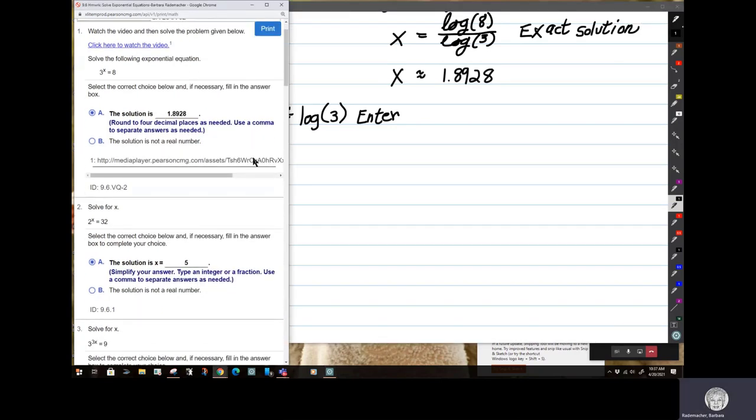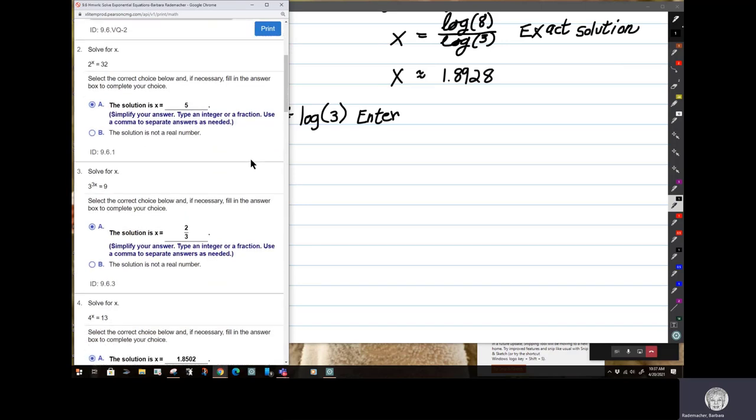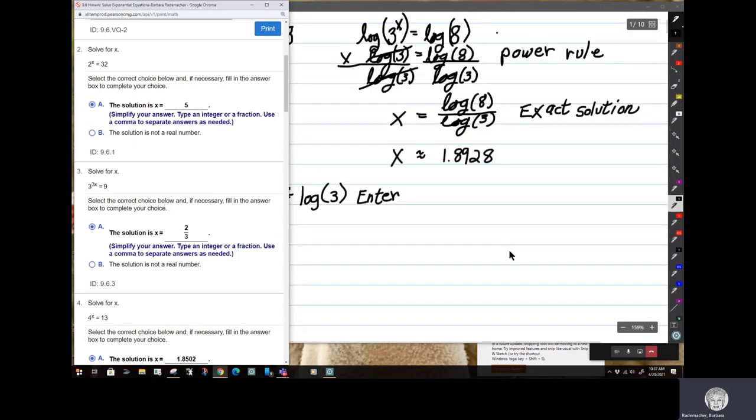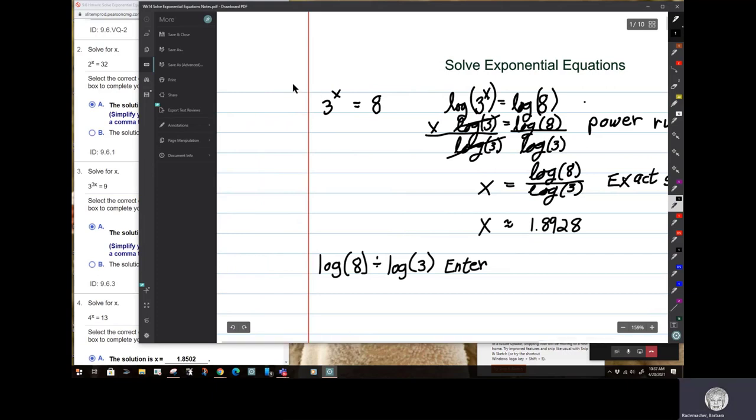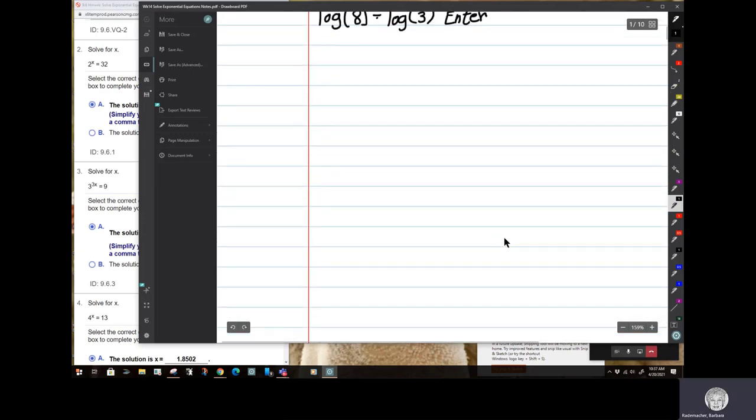Now let's go on. I'm going to try to do all of these, okay? Because this is all new to you. Log equals, solve for x. Number two, this was number one. Let me write this down. Number one, in your homework. We're starting out easy and we're building up. Number two.